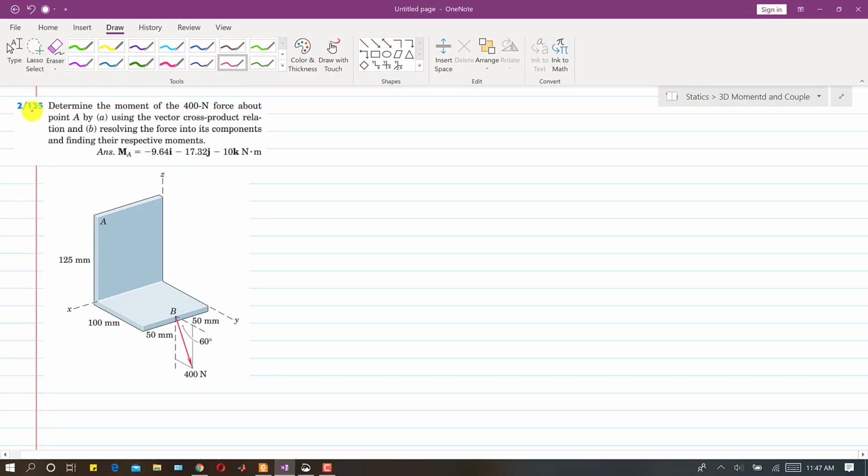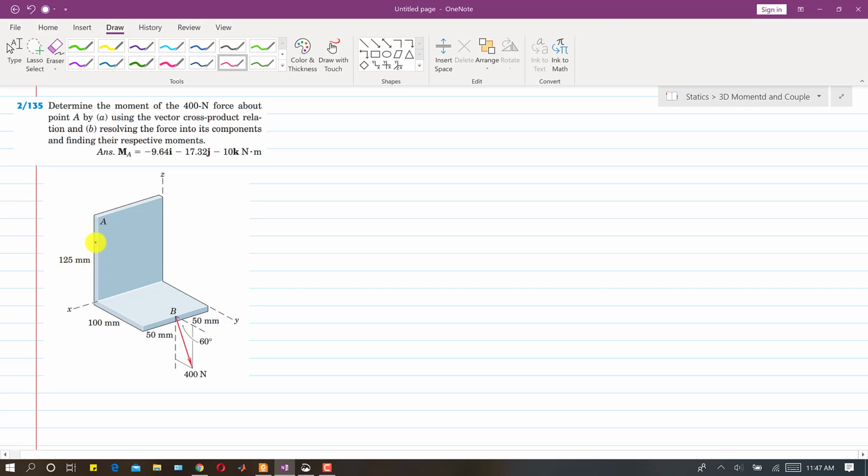Now I am going to solve this problem 135. In this problem it is said to determine the moment of the 400 Newton force about the point A. This is the point A and this is the 400 Newton force, which is making 60 degrees with this y-axis. And these are the dimensions.